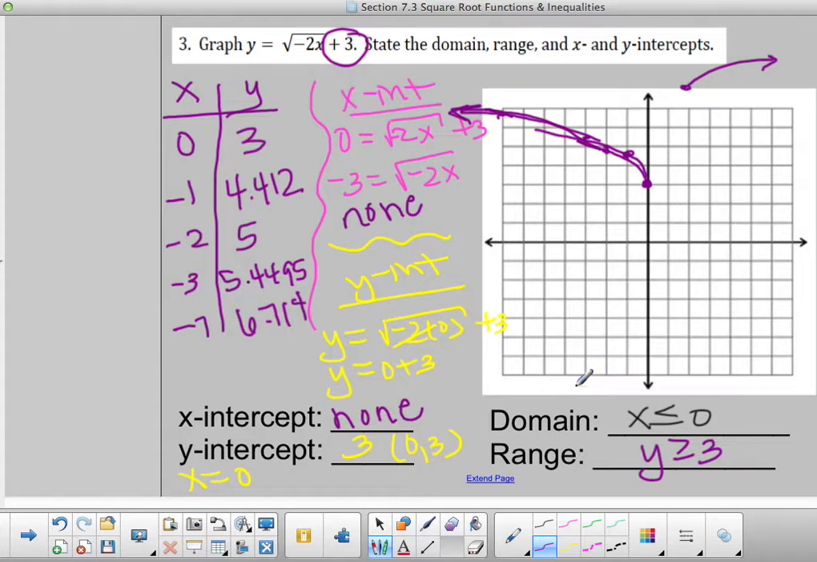If you have any questions, feel free to pause the video and ask and write down any questions. Now would actually be a really great time to take a break if you need one, because we're going to get into square root inequalities next.